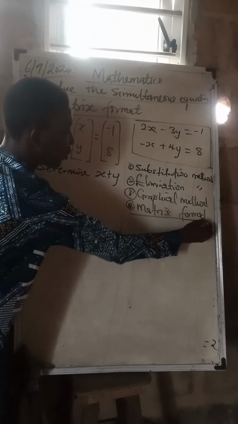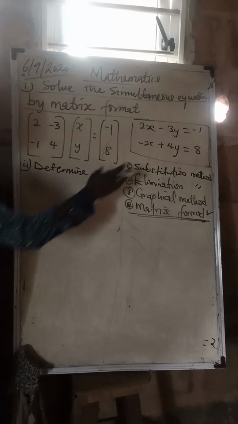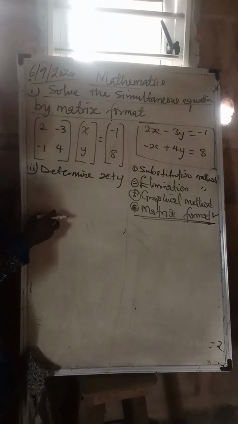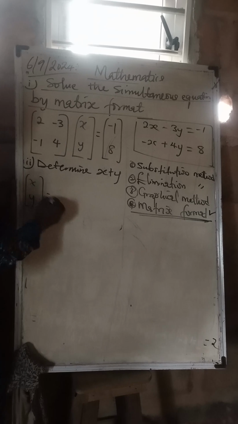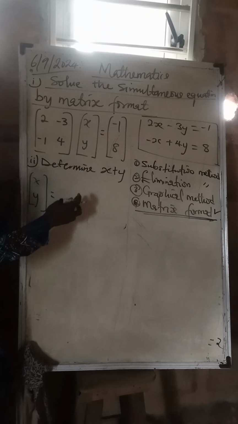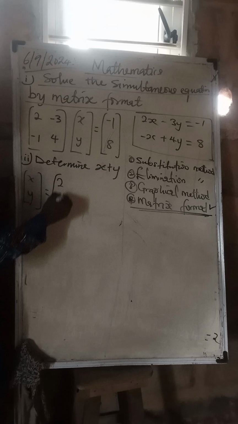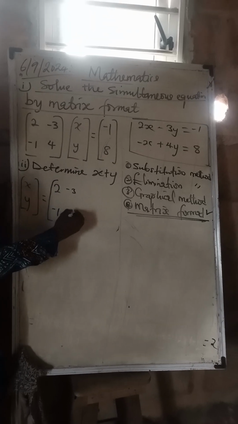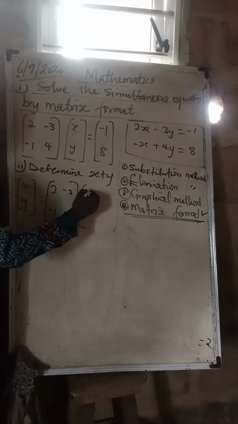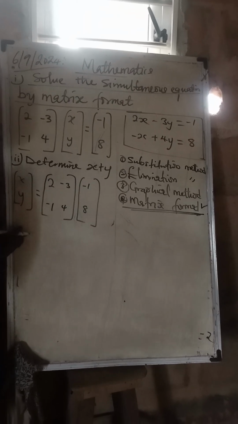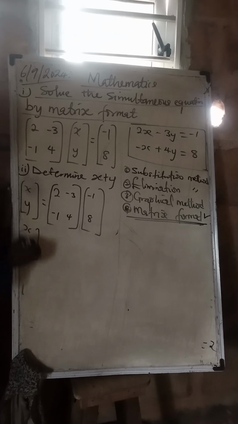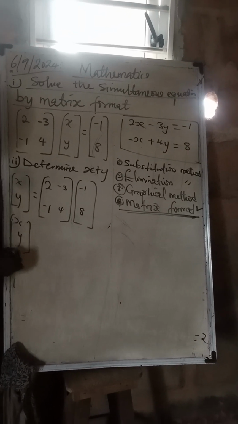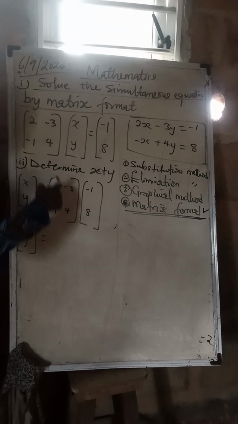We are taking note of matrix format. Let's assume that this is the equation given to you. The first thing to do is to place it in this format. And immediately after that, you say that x and y is equal to this. We cross over to this side to give us the inverse, which is 2, minus 1, minus 3, 4, and we have minus 1 and then 8. That's the first step. Then you say that xy equals, then what do you do?